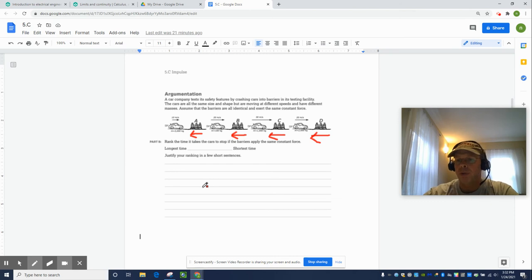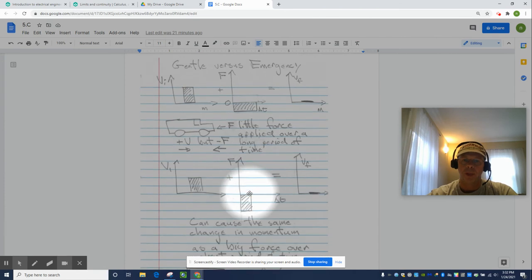The time is proportional to the incoming momentum. If they're heavier, they're going to take longer time. And if they're going faster, they're going to take longer time. So really, we're just ranking which one has the biggest incoming momentum. That's proportional to the required time to stop these vehicles. So, pretty simple. It's just a momentum ranking.